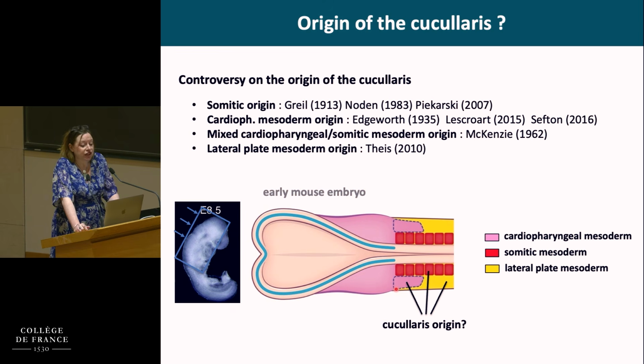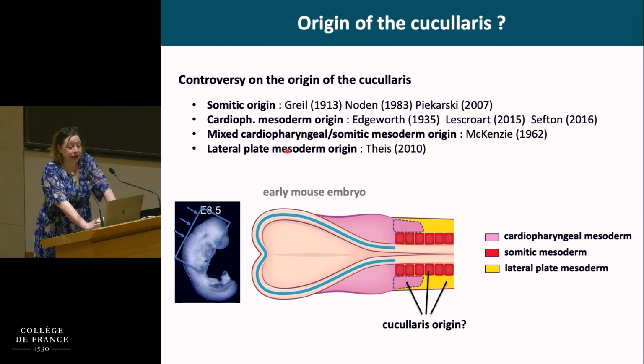So the origin of the cucullaris has been highly debated during the last century. You have here a dorsal view of an early mouse embryo with the cardiopharyngeal mesoderm in pink, the somitic mesoderm in red, and the lateral plate mesoderm in yellow. Depending on the experimental approaches and the vertebrate species analyzed, somitic, cardiopharyngeal, and lateral plate mesoderm origins were all reported.